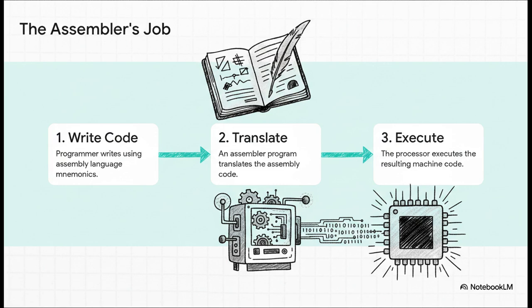Here's how it works. First, the programmer writes their code using those simple mnemonics we just talked about. Then, the assembler program gets to work. It takes that code and translates every single command into the pure binary that the computer's processor can actually understand and execute. Simple as that.